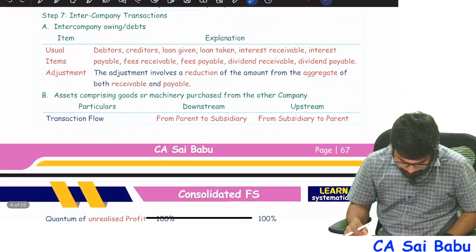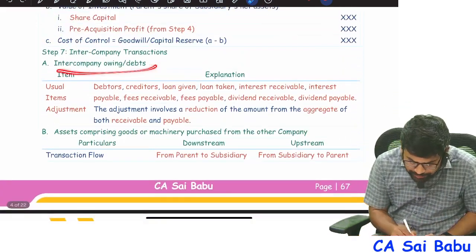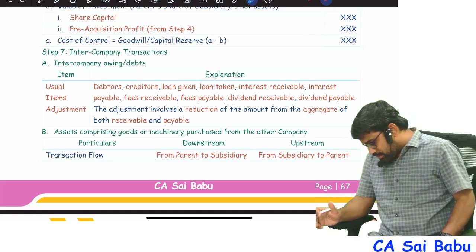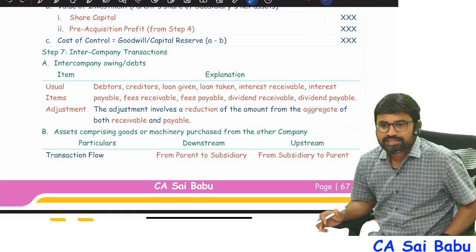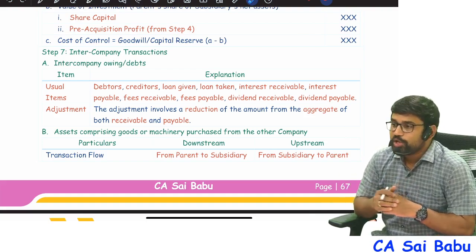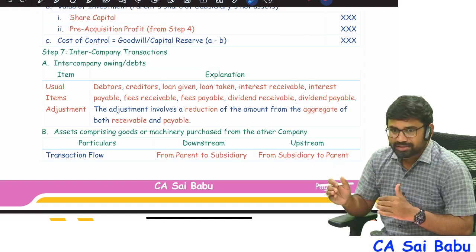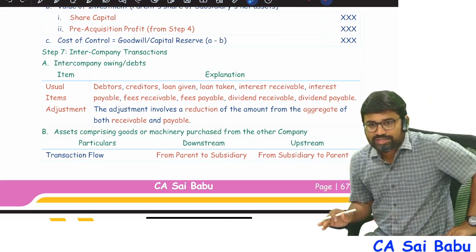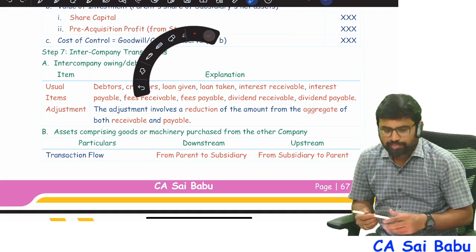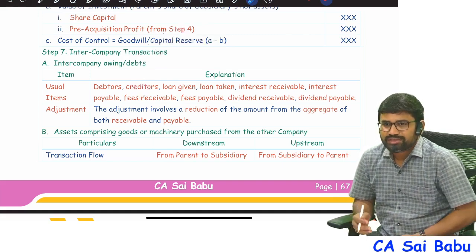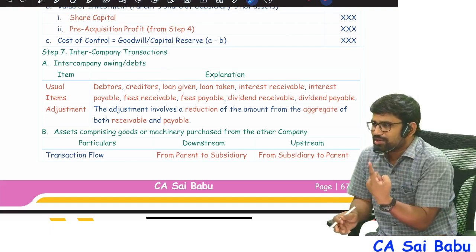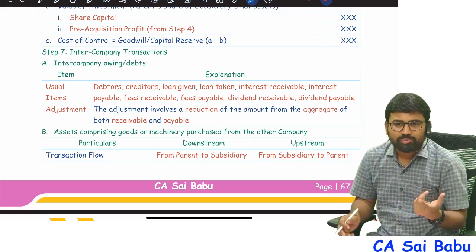Okay. And also, any intercompany owings or debts. Parent company sold goods to subsidiary, or subsidiary sold goods to parent, because of the trade receivables, trade payables. Any loan given by parent to subsidiary. So these are mutual debts and owings. These mutual debts and owings also we will eliminate when we prepare the consolidated balance sheet. Common sense. Why we will adjust? Because parent and subsidiary are treated as one entity only. So I can't owe amount to myself.